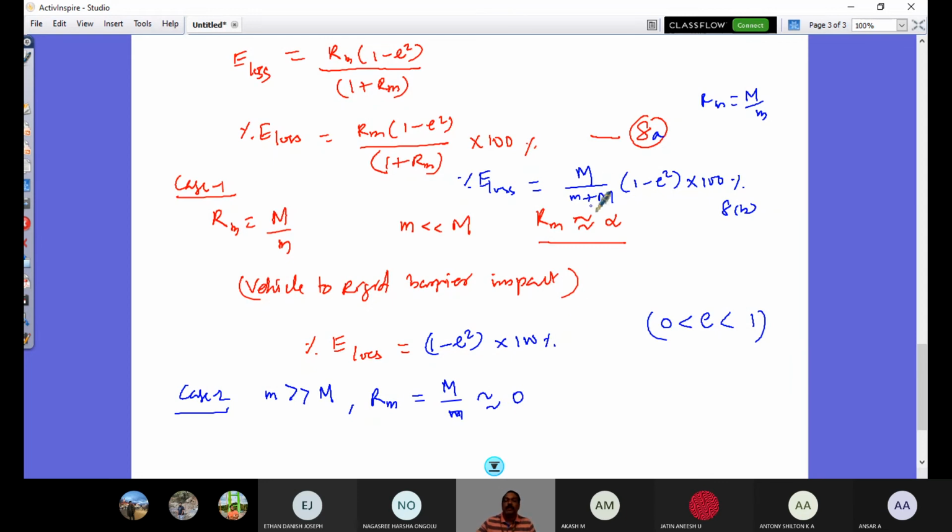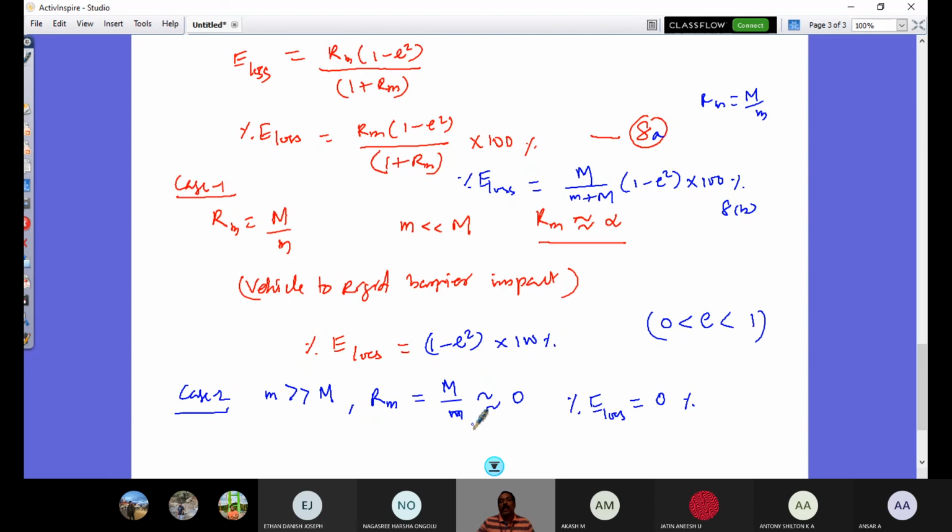Look at here. What would be my percentage energy loss if Rm is 0? When Rm approaches 0, percentage energy loss, we had an expression here, this Rm into 1 minus E squared by this. So when Rm is approaching 0, the entire thing is 0. So percentage energy loss is 0%. When the energy loss is 0%, that dictates E would be 1.